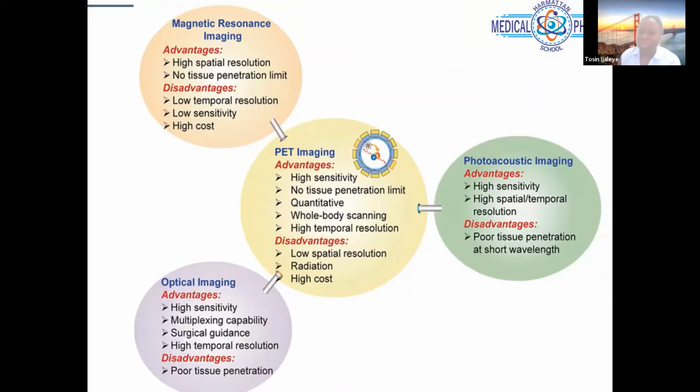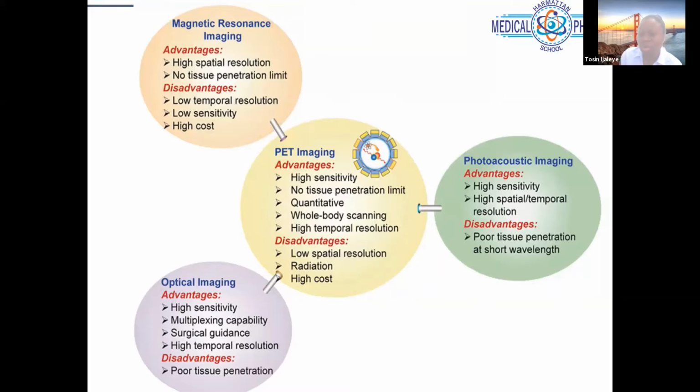And PET imaging has very high sensitivity and no tissue penetration limits. It can be quantitative, you can quantify it, and it can also undergo whole body scanning. There's no limit to which part of the organ you can image, and it also has high temporal resolution. But one of the main disadvantages of PET imaging is radiation, because just like our last speaker explained to us, what is given to the patients involves radiation. The machine involves radiation, so patients are more exposed to radiation. That's one of the disadvantages of PET imaging.